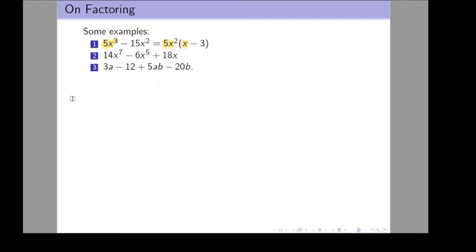So when I factor out my greatest common factor on part 2, I'm going to be left with three terms inside the parentheses. So examining carefully the 14x to the 7th, 6x to the 5th, and the 18x, I should notice they all have a 2 and an x in common. So my A will be 2x, and then I'll see my three terms inside the parentheses.